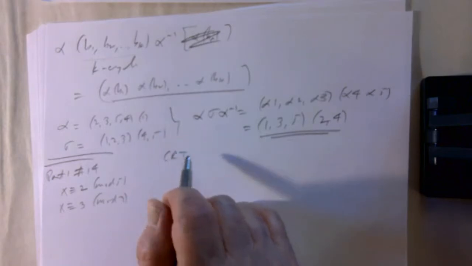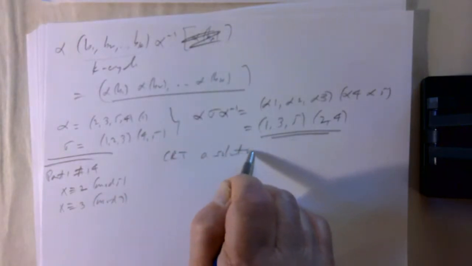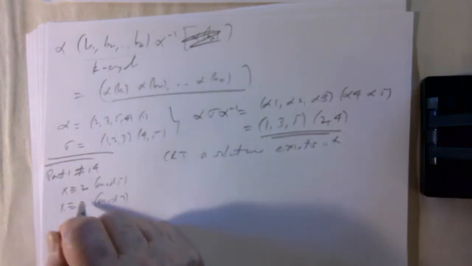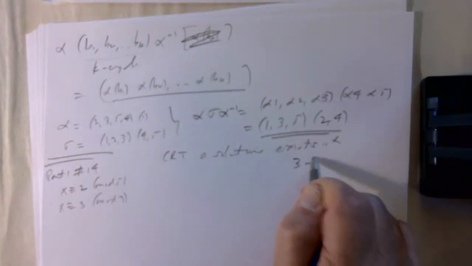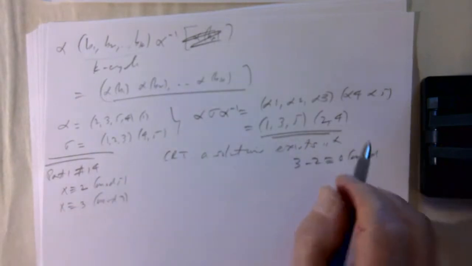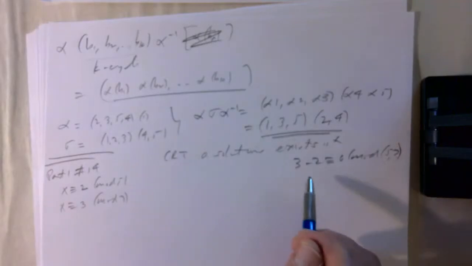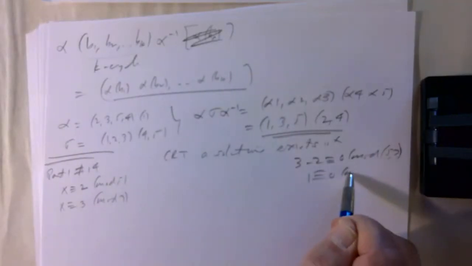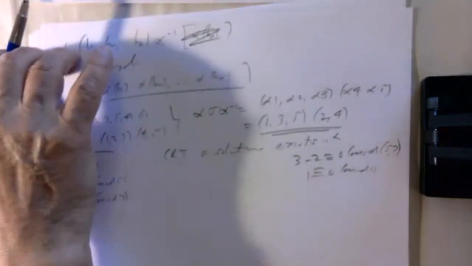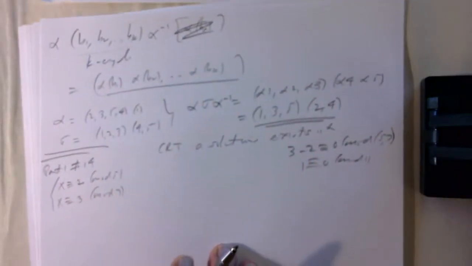And the Chinese remainder theorem says that a solution exists if 3 minus 2 is congruent to 0 modulo the greatest common divisor of the moduli 5 and 7. That means 1 congruent to 0 mod 1, or 1 divides 1, which is certainly true. So we know from the Chinese remainder theorem there is a solution, and all we have to do is calculate it.